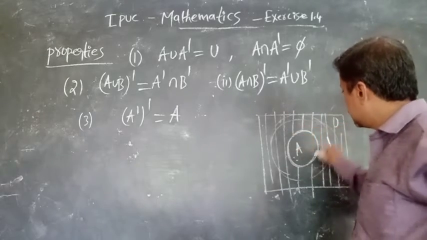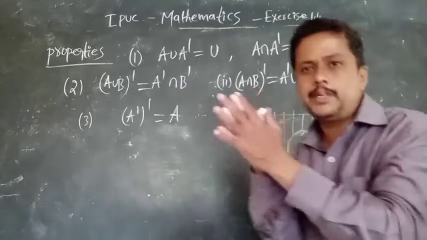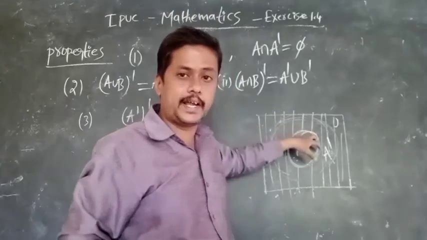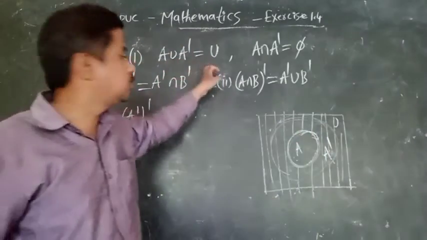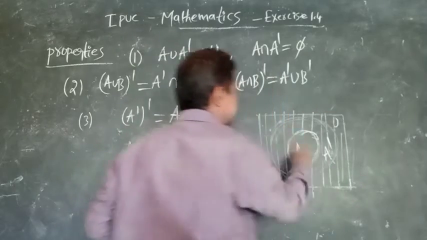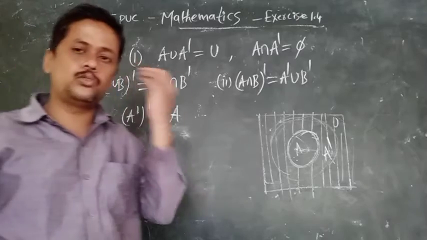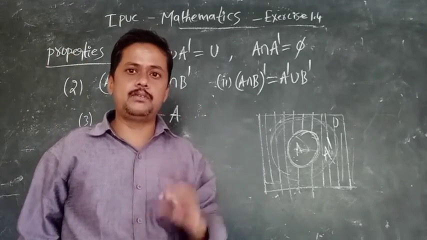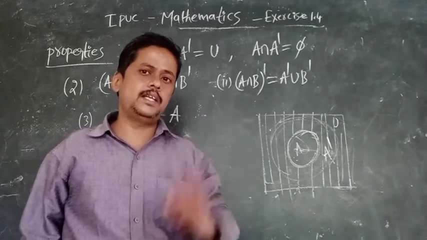If we combine A and A dash, what happens? This is A and this whole thing is A dash. A union A dash equals to what? Universal set. The total universal set comes. Understood or not? Like that you have to think. So don't learn by heart. If you learn by heart it will be more difficult. Okay. First understand and then analyze it.